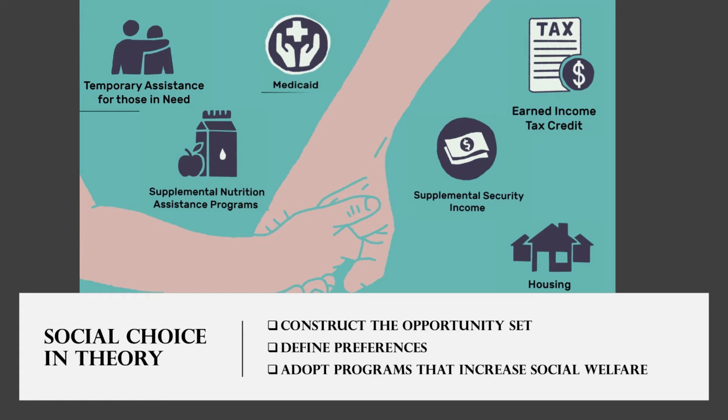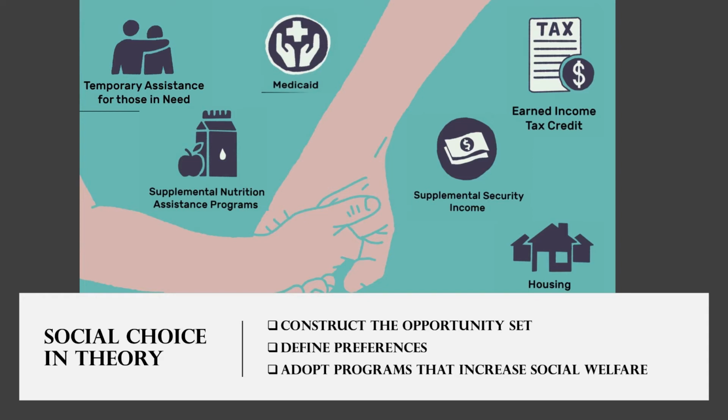Well, we first construct the opportunity set. Okay, what do we want as a society? What's important to us? What do we need to provide from government? Right. So here we have, for example, temporary assistance for those in need, like TANF programs, right? Supplemental nutrition assistance programs, SNAP, right? These are welfare programs, by the way, right?